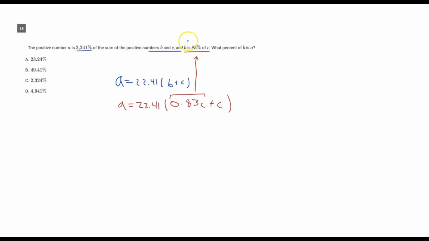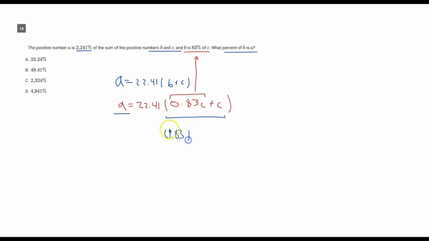And so knowing these values, how can we determine what percent of B is A? In this case, what we can do is just pick a random number for C, right? Because we have a missing variable C, but we need to determine what A is. So if we determine what C is, then we can find the value of A. So how we're going to do that is just plug in 1. Let's just use 1 for C. So in this case, this part right here would then be equivalent to 1.83.